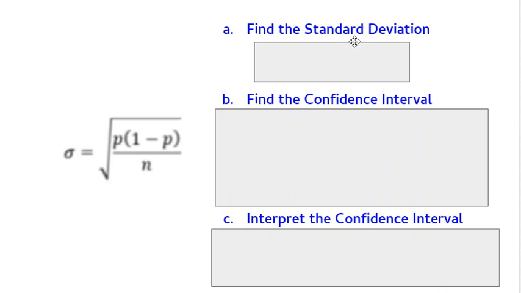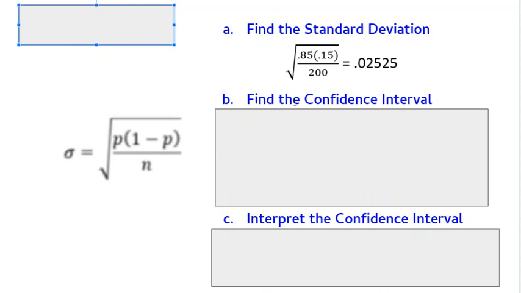Okay, so for the first part, finding the standard deviation, we're going to use our standard deviation formula. What number did you use for P? 0.85, good. And what did you use for N? 200, very good. All right, and so then if you use Desmos and do this all in one step, you should get 0.02525.